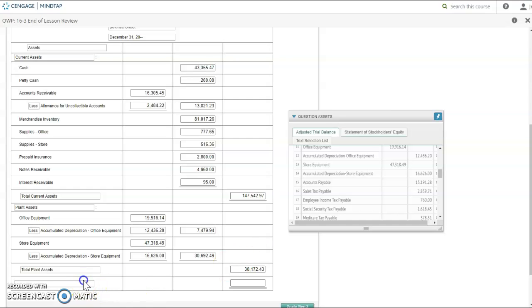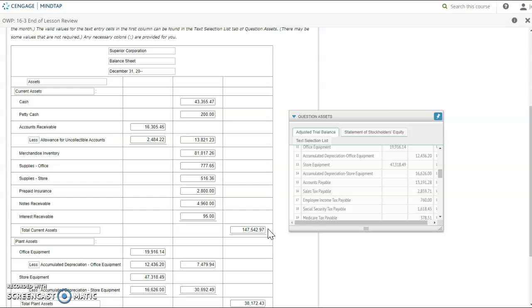Okay, next thing I'm going to do is add my current and my plant to get my total assets. So I'm going to put that label in. And I get my new total assets as 185,715.4.